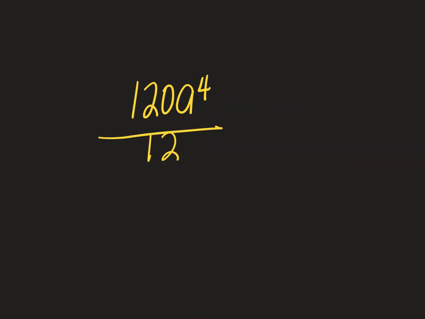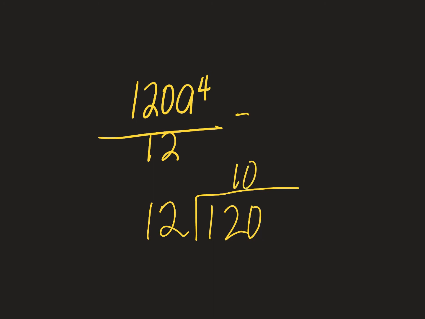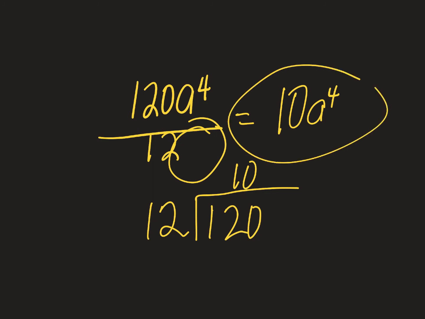All right, this is 120a to the fourth power over 12. So, first thing you're going to do is you're going to divide 12 into 120, which we know equals what? 10. So it's 10a to the fourth. You don't have any A here, so you're just simply going to carry it over just like that. Okay? Well, there's no A on the bottom for you to subtract, okay? All right, let's do another one.